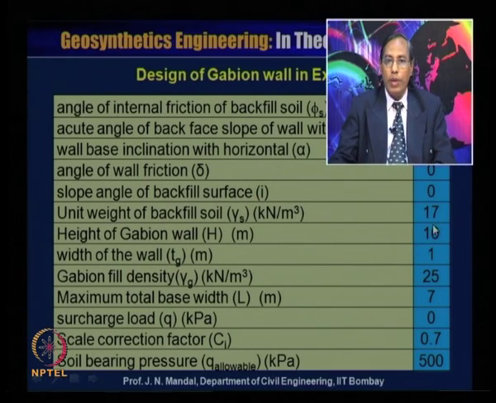Unit weight of the backfill soil gamma is 17 kilonewton per meter cube. And height of the gabion wall is 10 meter. And width of the wall Tg is 1 meter. And maximum total base L is 7 meter. Surcharge load Q is 0. And scale correction factor Ci is 0.7. And soil bearing pressure q allowable, that is 500 kilopascal.